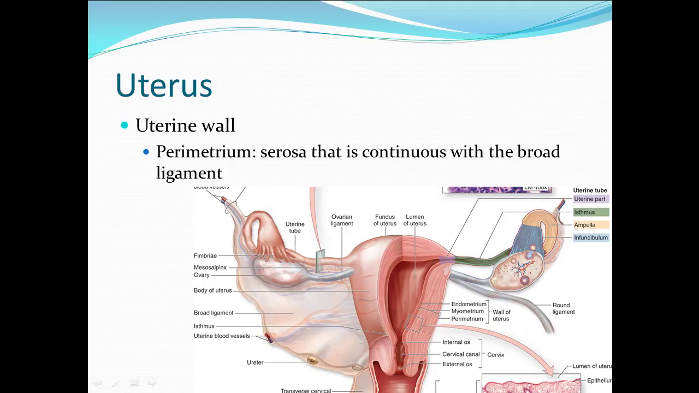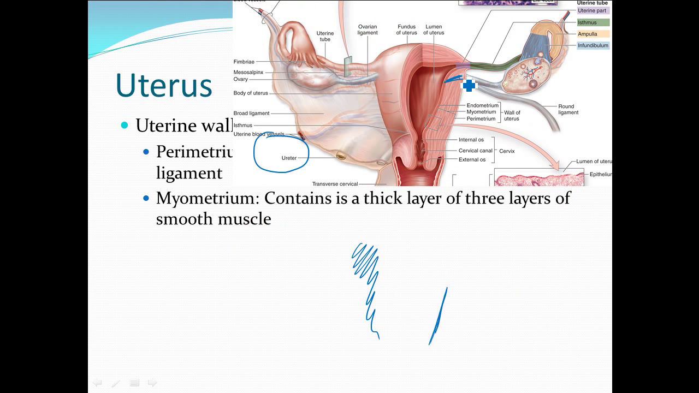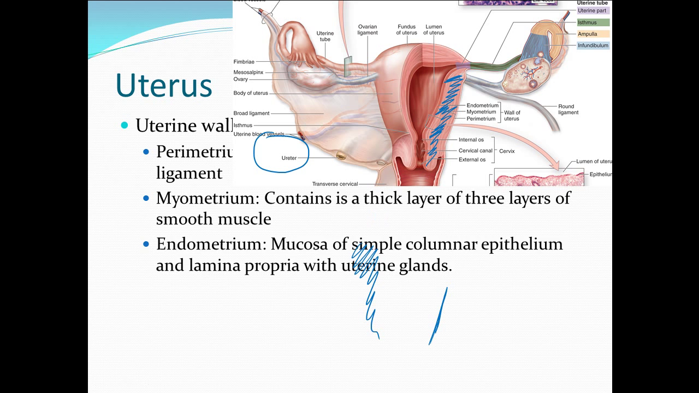The uterus has different walls too. There's the perimetrium. Perimetrium is just the outer surface of the uterus. It's made up of serosa because it's continuous with the broad ligament and part of the peritoneum. The myometrium is the muscular layer here. It contains 3 layers of smooth muscles, and this is what contracts during childbirth and also during orgasm as well.